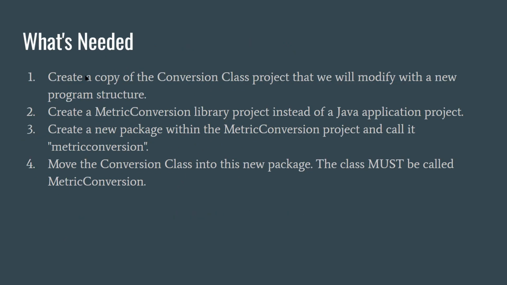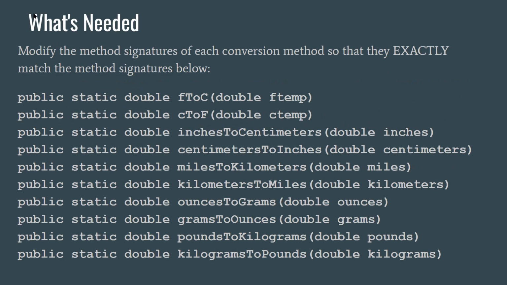So what's needed is a conversion class project, and we're going to modify it to the new structure. Actually, here in the video, we're just going to start from scratch. We're going to make a metric conversion library project, and then we'll create a new package called metric conversion, and type in again what's supposed to go into that conversion class. We'll start with Fahrenheit to Celsius, but then we'll add some of the other ones, and show you how to go about doing that. Here's the things that we need to make. This is an important slide.